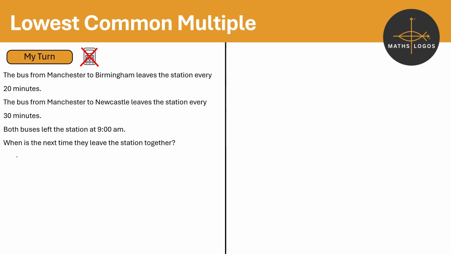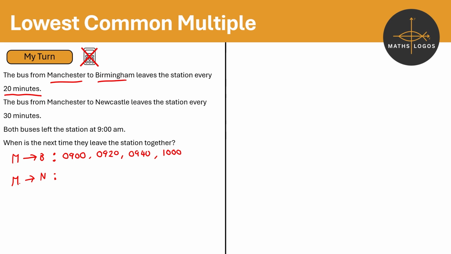So what I can start off by doing is listing out the times for the Manchester to Birmingham buses. And then beneath that, I'll list out the times for the Manchester to Newcastle buses. The Manchester to Birmingham bus left at 9 o'clock. And then it says that it leaves every 20 minutes after that. So the next time it would leave is 20 past 9, then 40 past 9, and then 20 minutes on to 9:40 would take me to 10 o'clock.